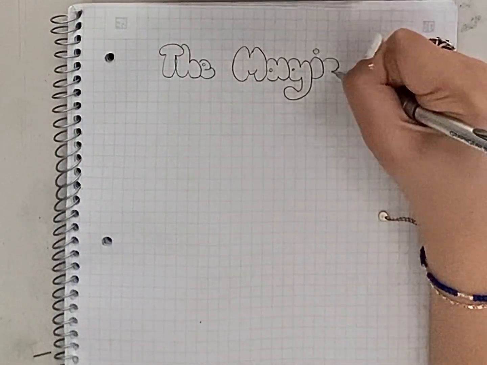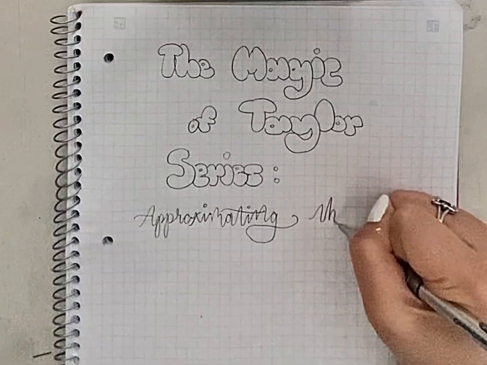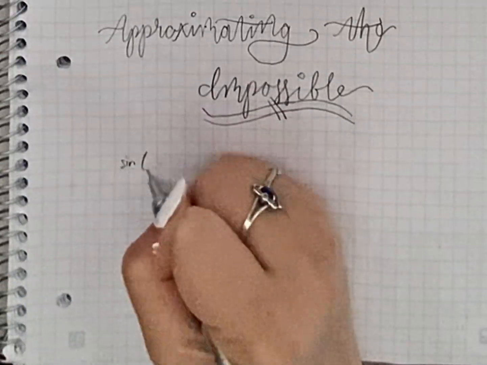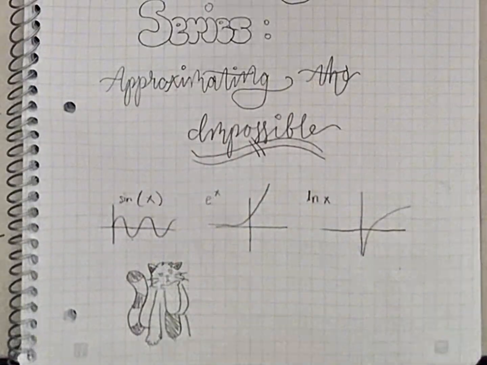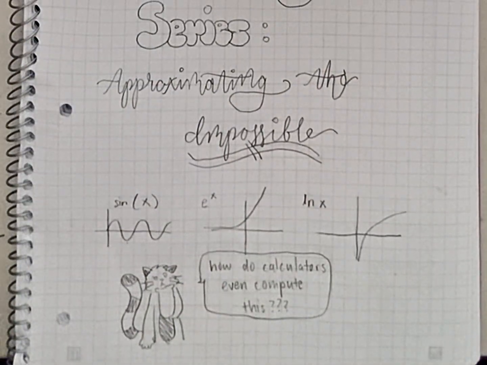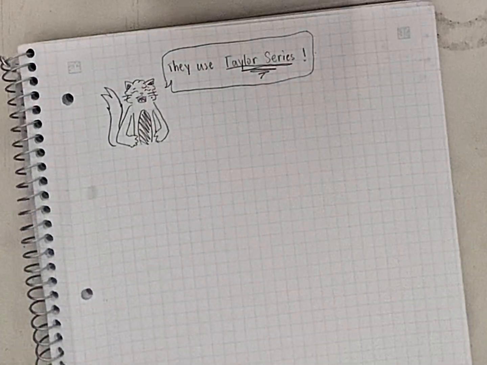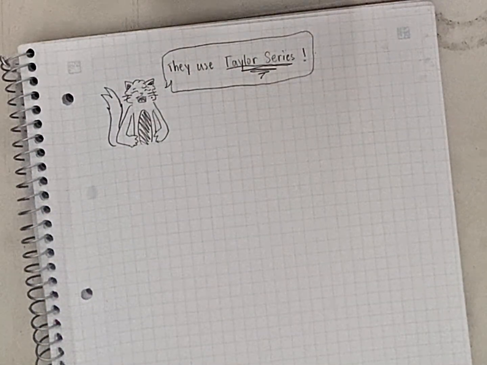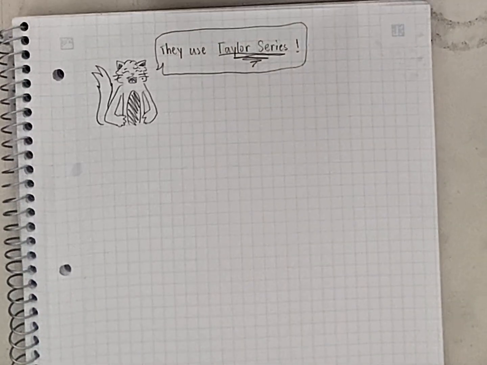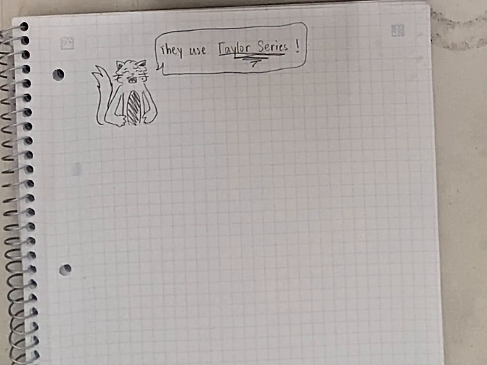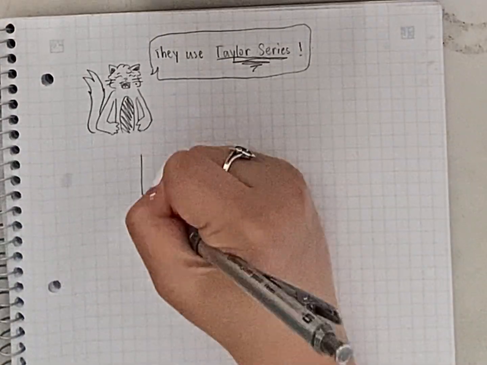Hello everyone, today we will be talking about the magic of Taylor series, approximating the impossible. Have you ever looked at a wild function like sin x, e to the x, or ln x and thought, how do calculators even compute this? Well, it turns out they don't use the actual function. They use Taylor series, a way of building an infinite polynomial that acts just like the real thing near a certain point. Today, we'll break down what a Taylor series is, how it works, and why it's so mind-blowingly useful.